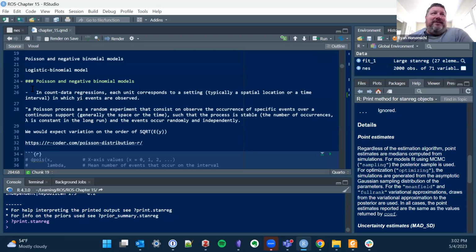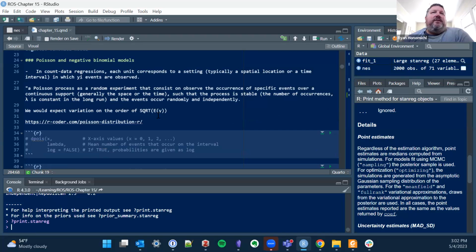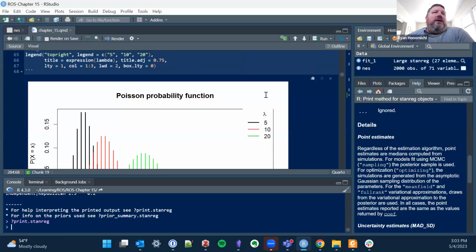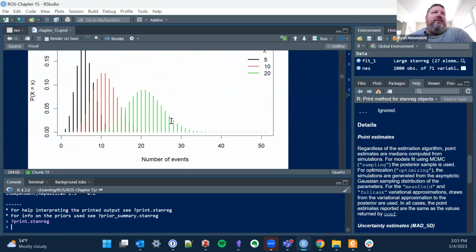They can't be negative, obviously. These are events that we're interested in studying in a certain period of time and place context. We talked last week about this idea of the process being stable, which is noted by something called lambda, which is a constant for the number of occurrences that we would expect. And then we talked a little bit about distributions for different types of lambdas.